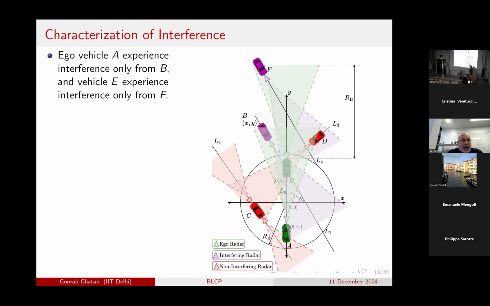Right? Vehicles can have forward-looking and backward-looking radars, but they might not interfere because they are not in each other's radar sector. So in this example, the violet vehicle does not interfere because although it is present in the radar sector of the green one, in its radar sector the ego vehicle is not present, and so on and so forth.